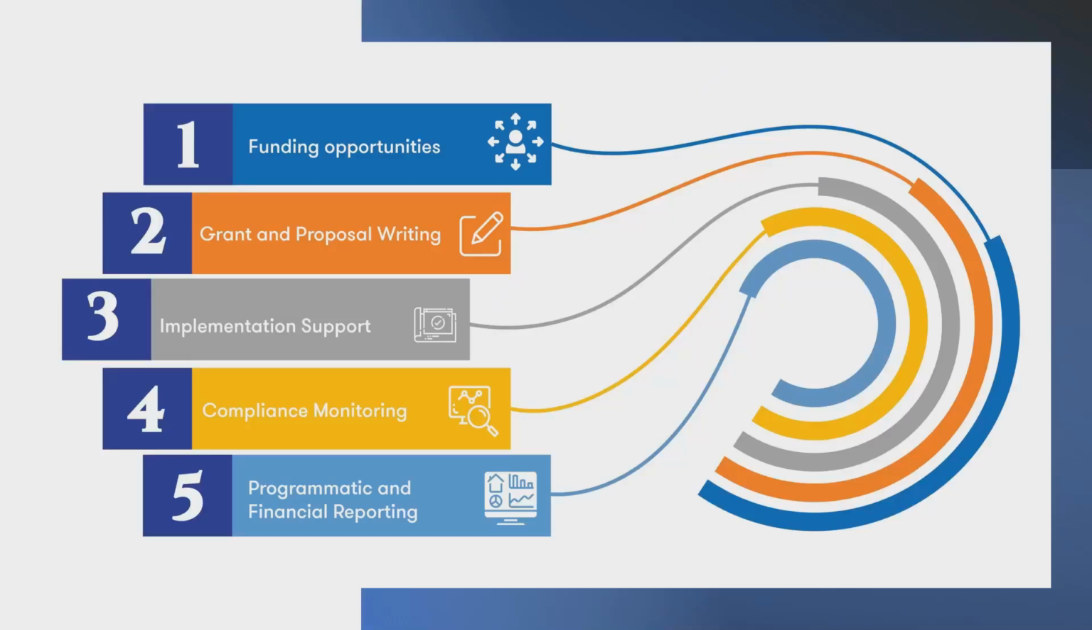Here is another visual representation of the grant lifecycle broken into 5 stages. It begins with identifying funding opportunities, followed by grant and proposal writing to secure support. Once awarded, the focus shifts to implementation support, ensuring the project is effectively carried out. Compliance monitoring helps track adherence to grant terms, and finally, programmatic and financial reporting communicates progress and outcomes to funders. Each step plays a vital role in successful grants management.